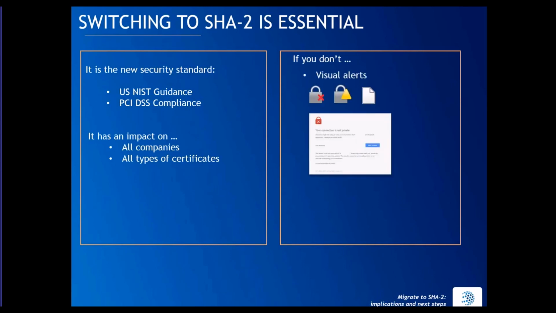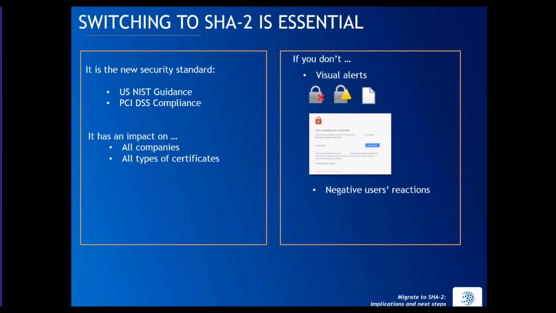Now, we went through the visual alerts. If you don't move to SHA-2, you're going to be getting those visual alerts, which will only increase as time goes on. With the new Google Chrome that is coming out, you will get warning messages. With the Microsoft operating system, they will stop trusting SSL certificates which are in SHA-1 format from the 1st of January 2017 as well.